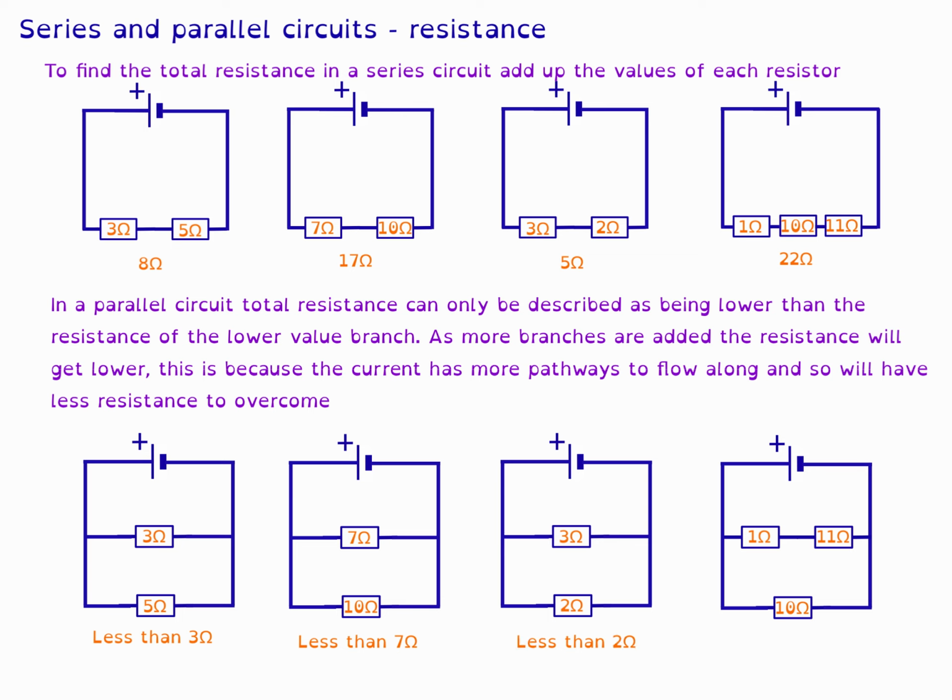And in this final example, we have a 1 ohm resistor in series with an 11 ohm resistor, and they are both in parallel with a 10 ohm resistor. Because of our series ones, you add them together, that gives us 12 ohms on that branch, as opposed to 10 ohms on the second branch. So we can say that our total resistance for this circuit is less than 10 ohms.